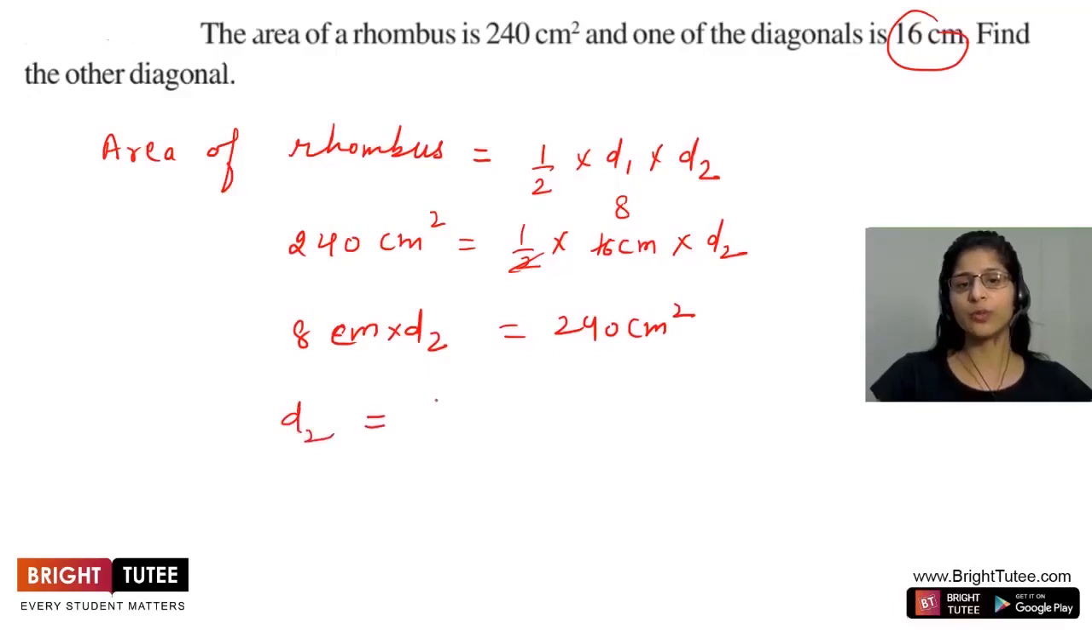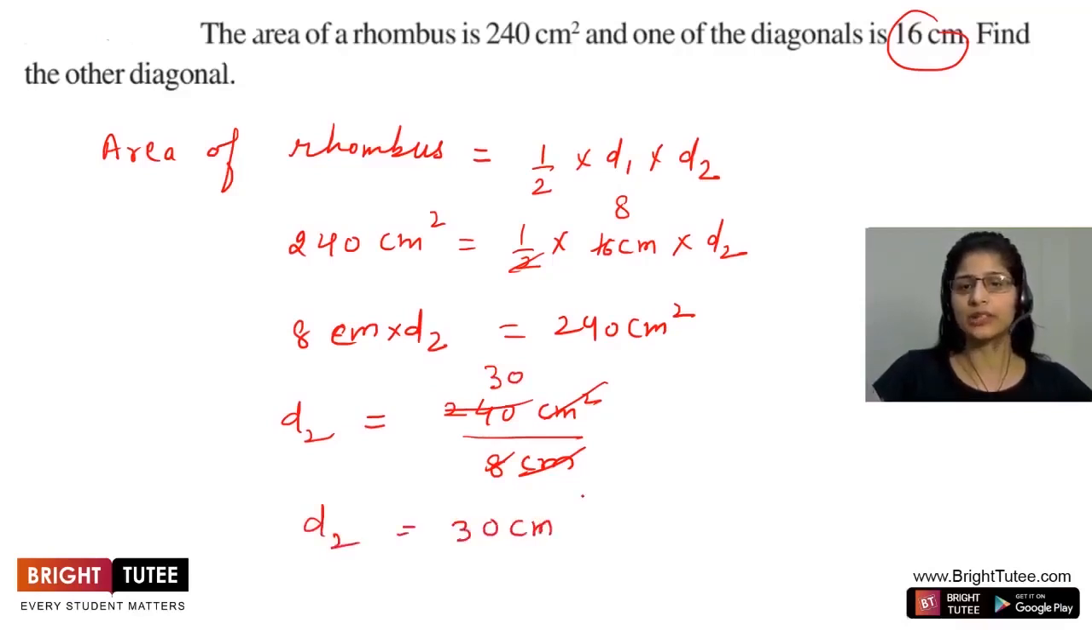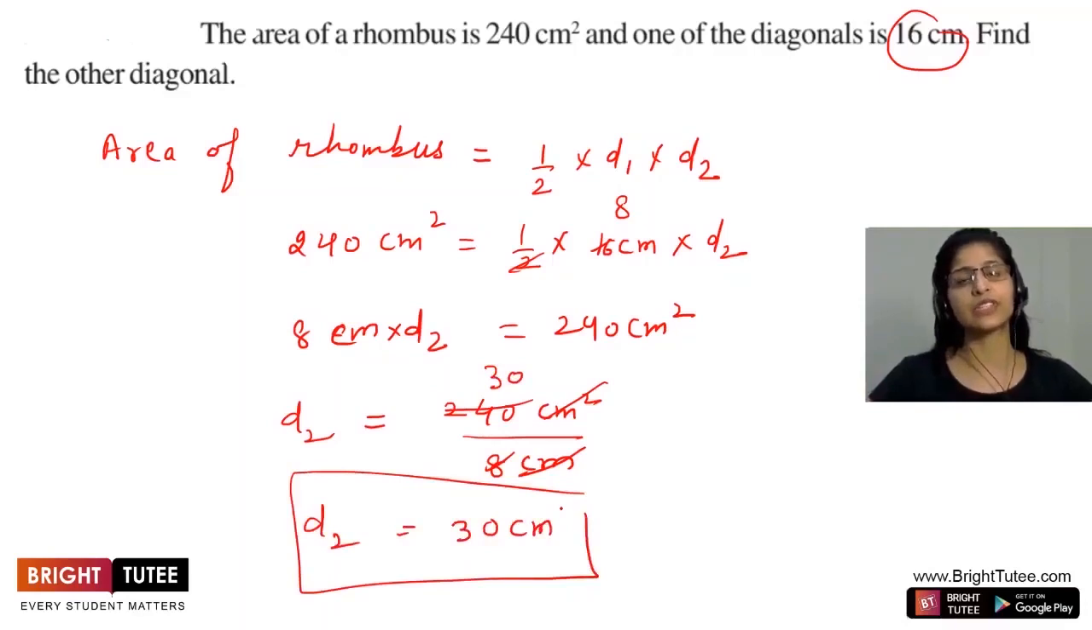So what will D2 be equal to? 240 square centimeter divided by 8 centimeter. Centimeter and centimeter will get cut. 8 ones are 8, 8 threes are 24, and 0. So the second diagonal comes to be 30 centimeter. What is the measurement of the second diagonal of this rhombus? It is 30 centimeter. So we were given the area and one of the diagonals. Using the formula that area of rhombus is half into the product of diagonals, we have calculated the second diagonal when we know the area and one of the diagonals. Okay, so let's move to the next question now.